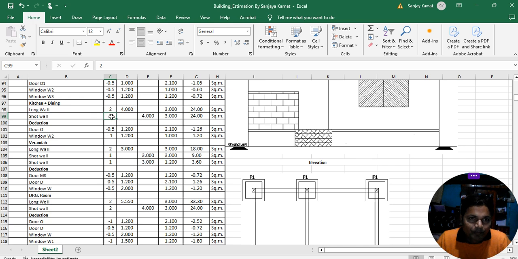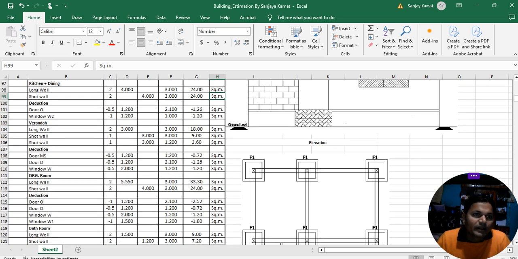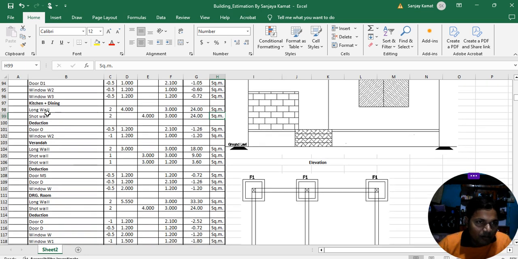Similarly, you can do the short wall also. Take the number 2, breadth 4 meter, and thickness 3 meter. Then you will again get 24 square meter. 4 3s are 12, 12 2s are 24 square meter. Once we place the long wall and short wall, now we will do the deduction.